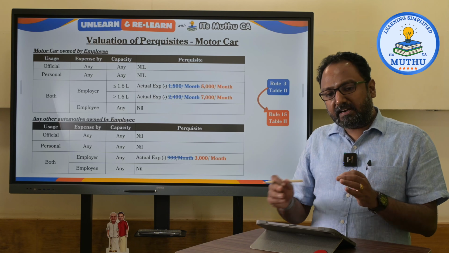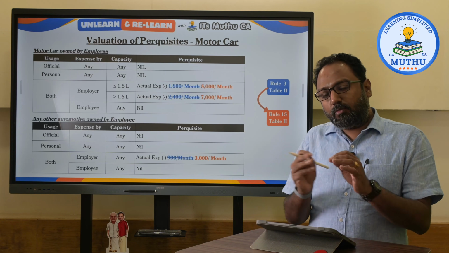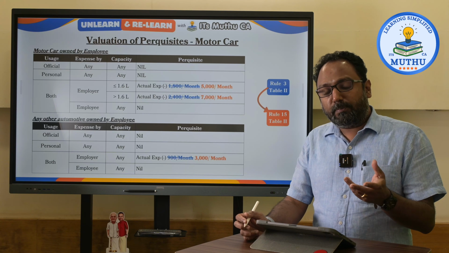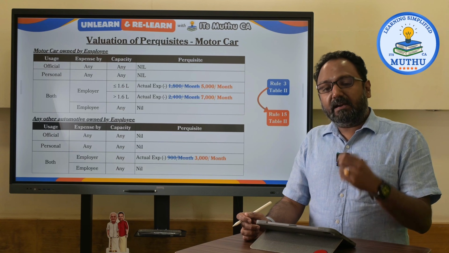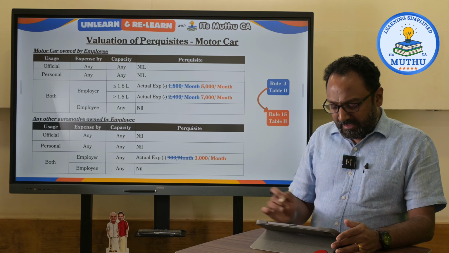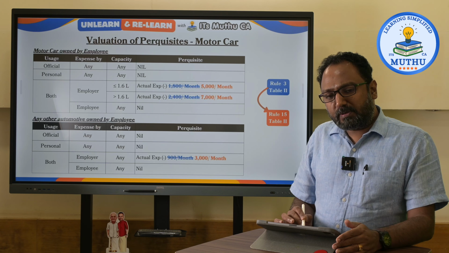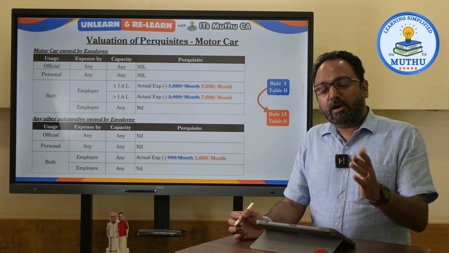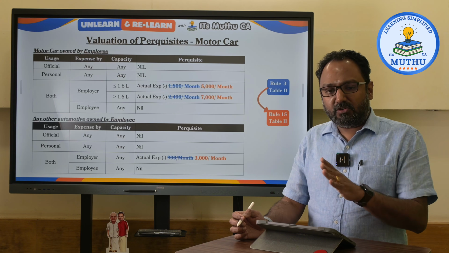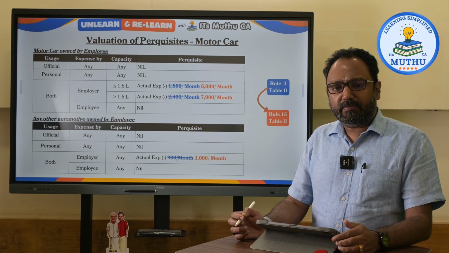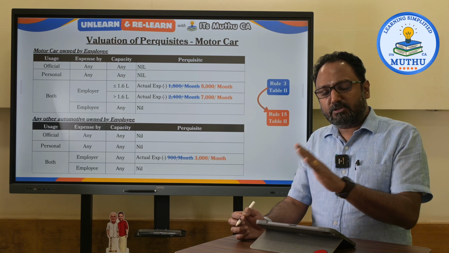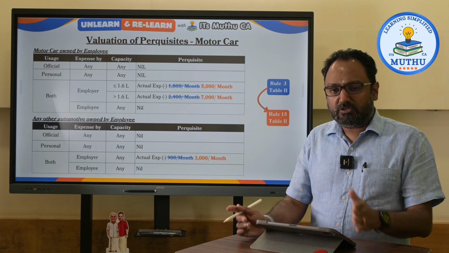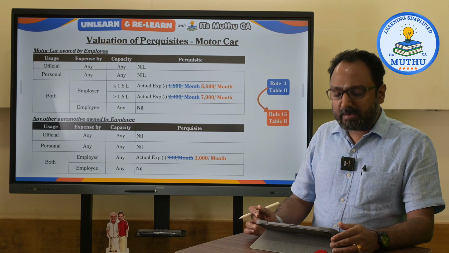So now we are going to understand about motor car owned by employee. In fact, when a motor car is owned by the employee, if it is official or personal, it is not at all a perquisite. But if it is used for both the purposes and the employer is spending, then again, depending upon the capacity of the car, it varies. Earlier, the actual expenses minus 1,800 was the perquisite, when the capacity was up to 1.6 liters. Now it is replaced with 5,000, the same way it has changed in the employer's car, where 1,800 has become 5,000. Same way, if it is more than 1.6 liter, the 2,400 is now becoming 7,000. So your actual expenditure minus this amount will be considered as your perquisite.